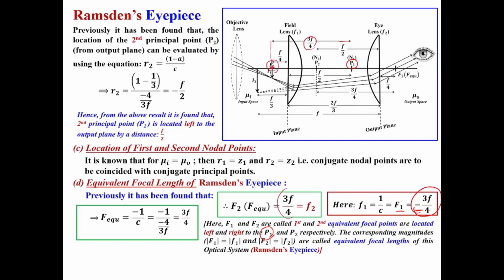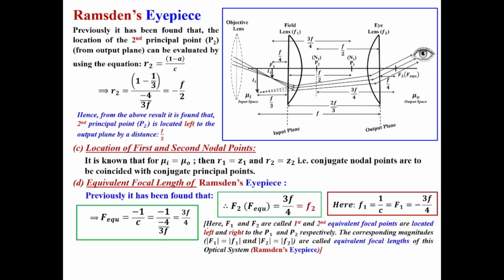Here, the f2 value is 3f/4, but positive. That means from P2, we have to move 3f/4 distance towards the right, and we can reach F2, the second focal point. In general, F2 is called the equivalent focal length of any optical system. Most of the books write in this language. And here you can see F1 magnitude is equal to small f1 magnitude, and F2 magnitude is equal to small f2 magnitude, because both are 3f/4.